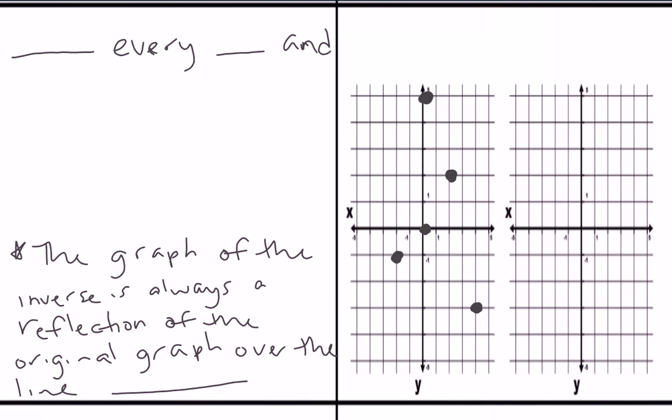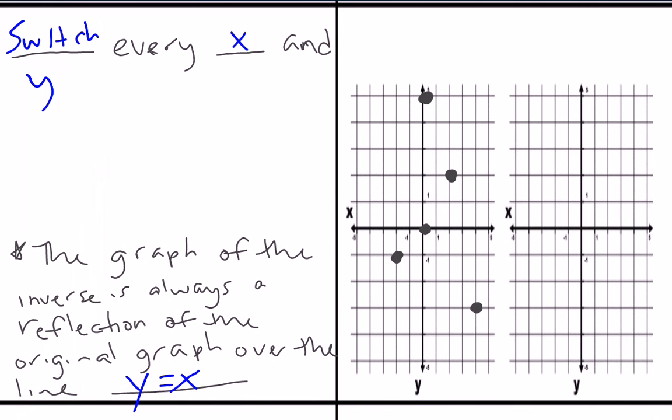So graphically, I'm going to do the same thing. Switch every x and y. But there's something else special. The graph of the inverse is always a reflection of the original graph over the line y equals x. Let's see how this works.